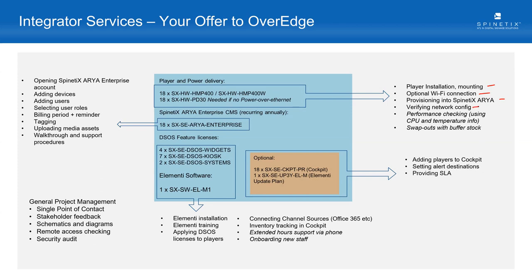But if there's no DHCP, you can also check that the network config is there. There's a couple of details we can do to help get quicker updates. If it's supported, MQTT, which is a signaling method that we use, helps ARYA update screens immediately. If the MQTT port isn't open, it goes down to more like a 30-second update. An IT department might be able to open it for us.